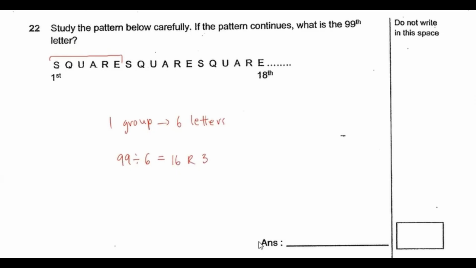Now, 16 is not so important because there are 16 groups of these 6 letters, so they will be in a full group. But it's the remainder that you want, to find out exactly what is the last letter of that remainder. So if you have 3 letters, it's going to start with S, Q, and then U. So the third one will be U. So the letter we're looking at is U.